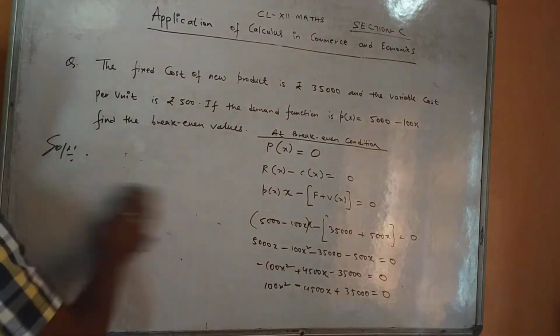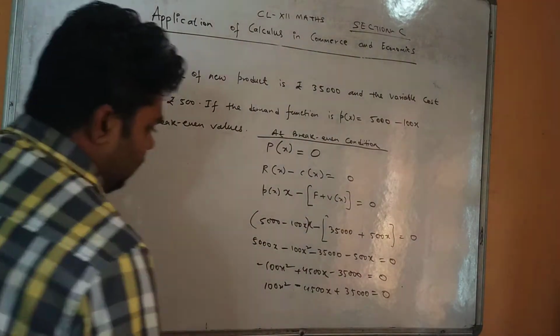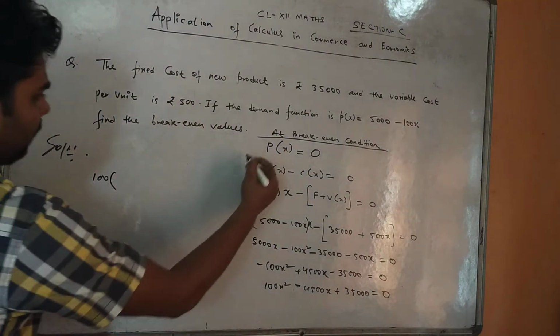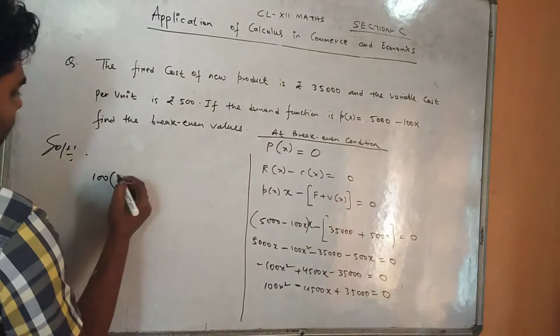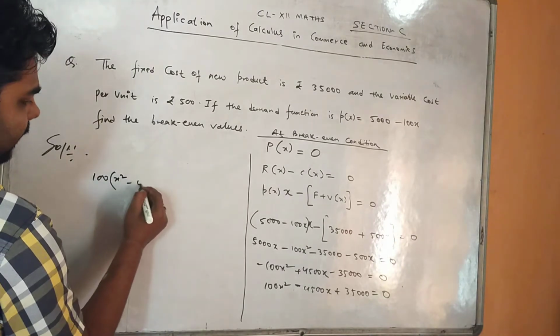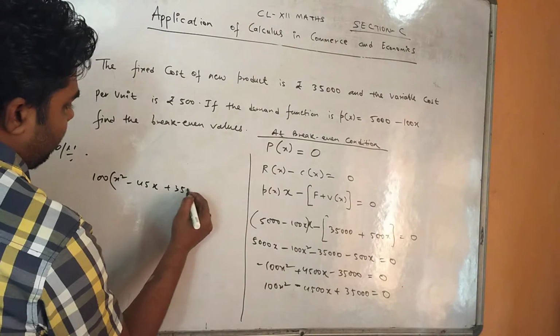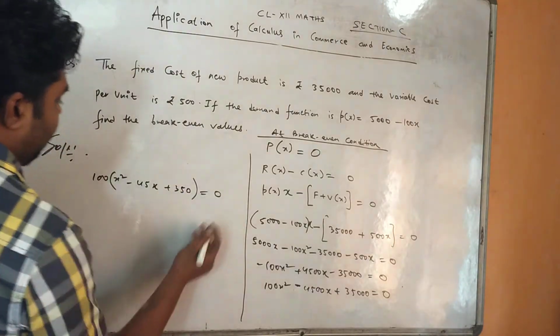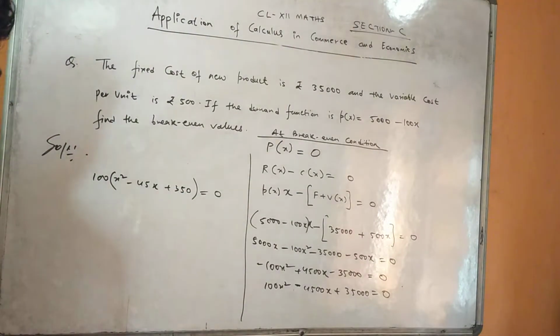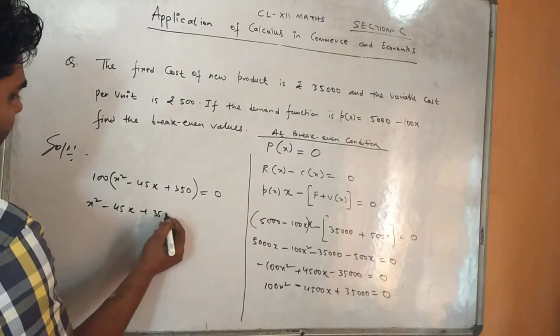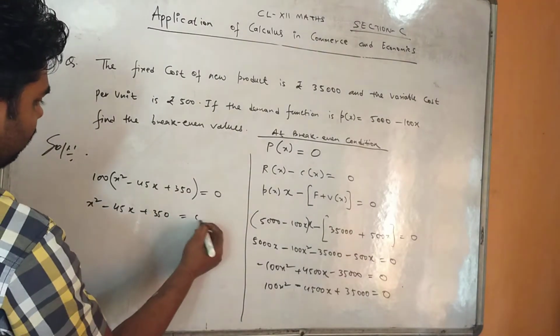Now here we have to take 100 common. If we take 100 common here, then what will we get here? x square minus 45x plus 350 equals 0. 0 by 100 is 0. So what we will get here: x square minus 45x plus 350 equals 0.